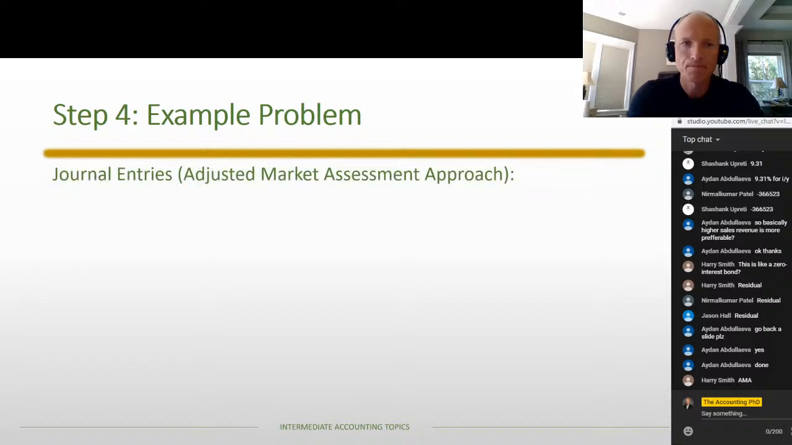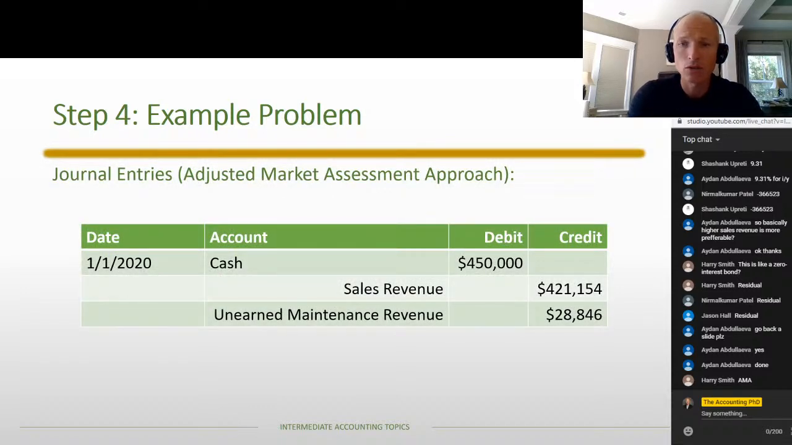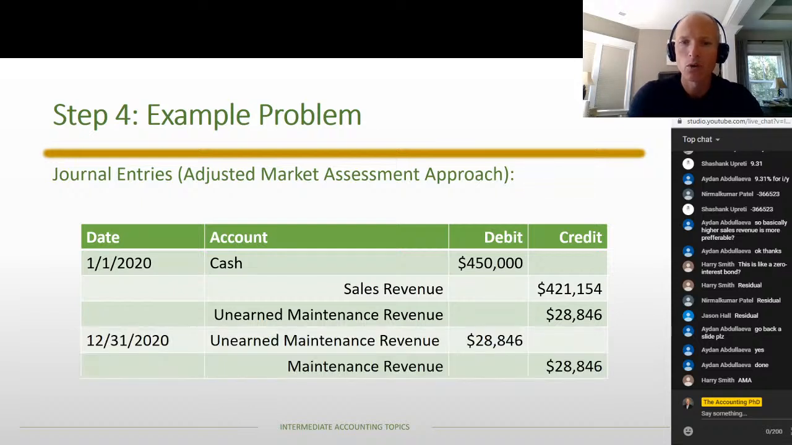So the journal entries. Again, same accounts, different amounts. The cash that we receive, of course, is the same. But now, of course, we're allocating $421,154 to sales revenue and $28,846 to unearned maintenance revenue. And of course, then that unearned maintenance revenue is going to be earned as time passes. And so by December 31st, 2020, we would have recorded the maintenance revenue of $28,846. Again, both of these would be acceptable depending on what the company concludes regarding the fair value of each item.